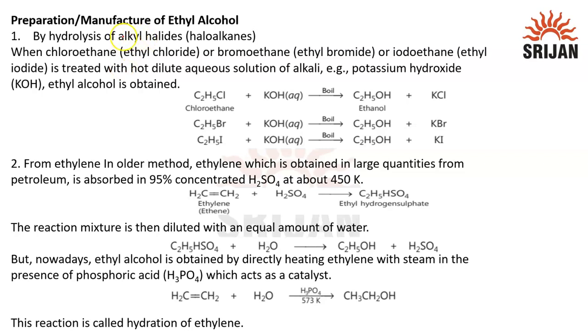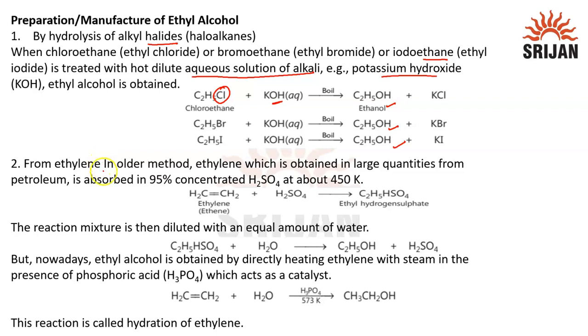Now, how is it prepared? The first method is by hydrolysis of alkyl halides, which we call haloalkanes. When chloroethane, bromoethane or iodoethane are treated with a hot dilute aqueous solution of alkali, which can be potassium hydroxide, ethanol is obtained. It's a substitution reaction where the halogen is replaced by the OH group.